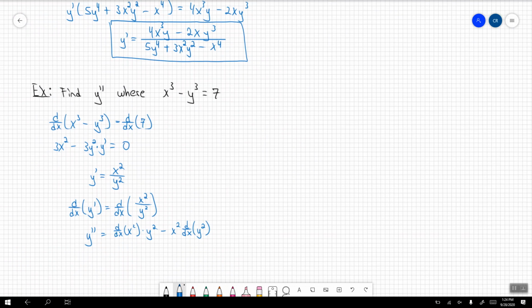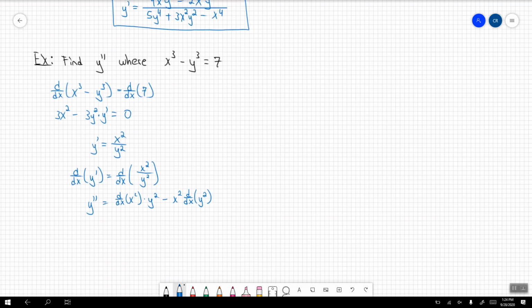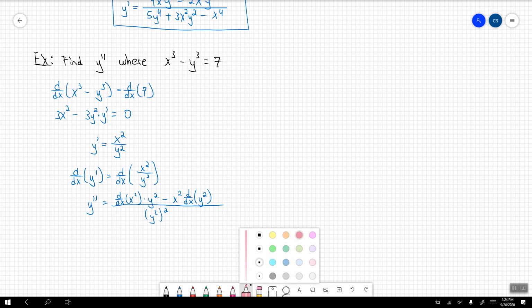There we are. All right, so where was I? There we go. I was drawing a division bar. Divided by the bottom function squared. So that's y squared squared. Perfect. And I'm going to highlight this just to denote that we are using the chain rule here.